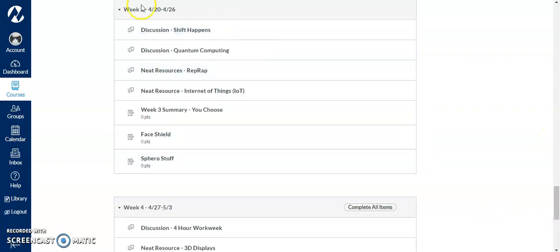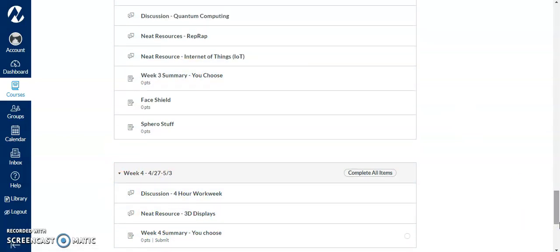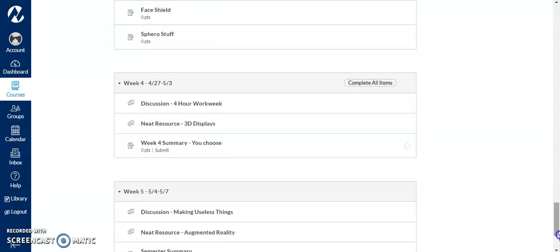Like this week, on week 3 right here, I invested, I would say not twice as much time as week 4, but definitely a large amount more than the next week, which was week 4. I definitely did not invest as much time in this week as I did the previous one, just because of how little work was really required. It was just a discussion and a resource. Those aren't really too difficult to work with.